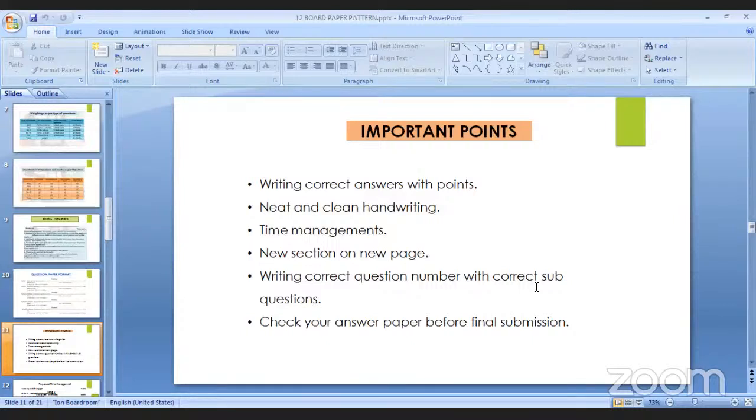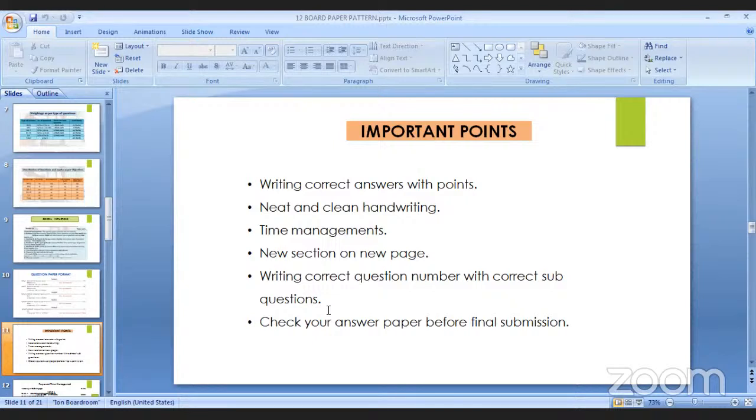Write the correct answer, with the question number and correct sub questions. For example, in MCQ, when we checked your preliminary exam papers, we saw that most students have not followed the question numbers mentioned on the question paper. They have given their own numbering as they attempted the questions. So they have not taken care of which section the question belongs to. This is very wrong. If your main question number and sub question number are wrong, then there is no use of writing that paper.